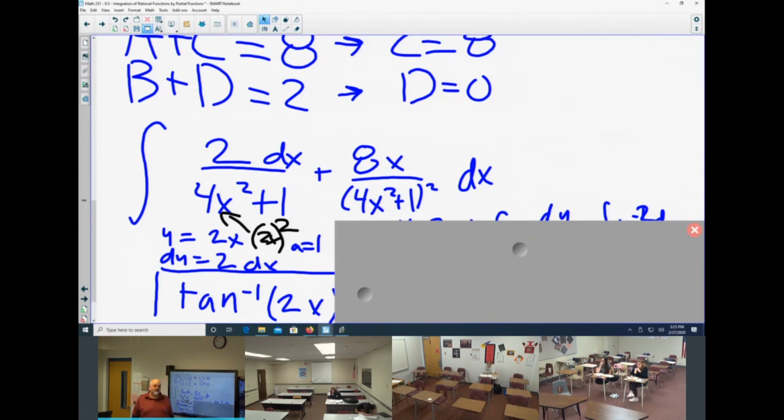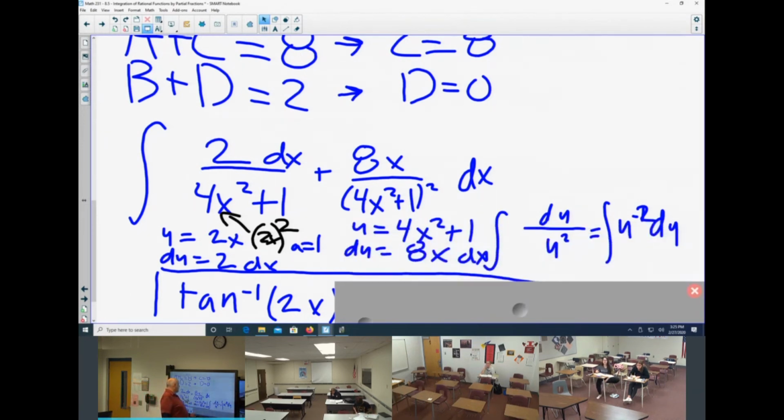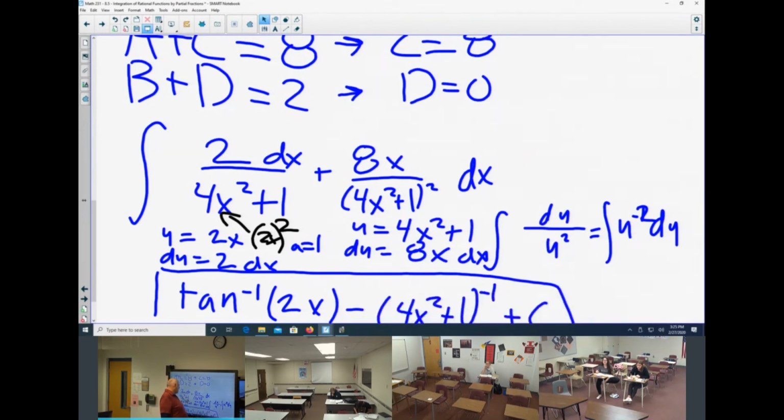So Hannah, how about the second one? Did you have any better luck? I'm not really sure, but I got natural log of 4x squared plus 1 squared. Natural log of 4x squared plus 1. No. No. And I'll tell you why. Because if it didn't have the squared here, then you would be right.